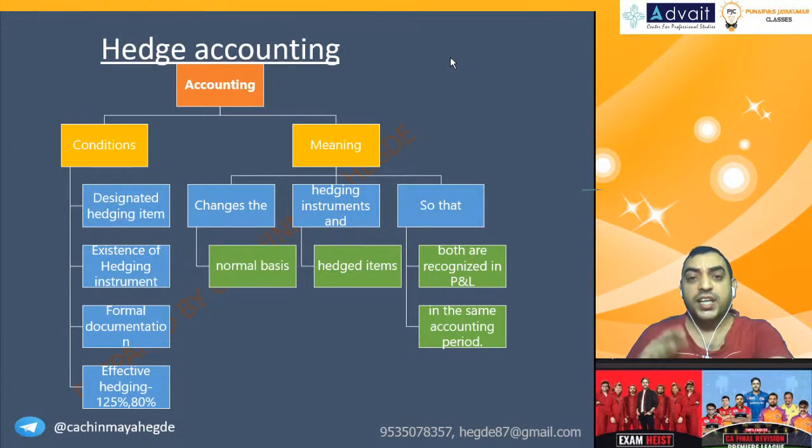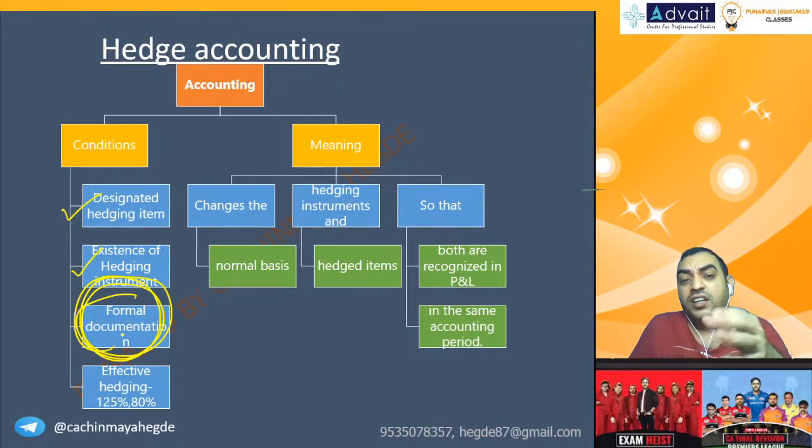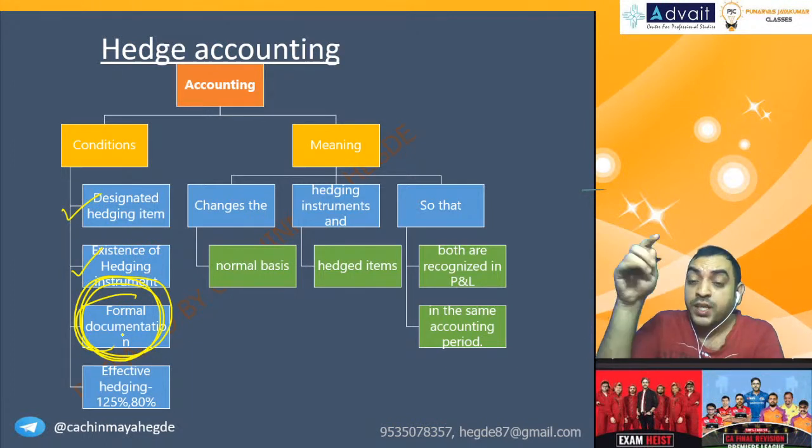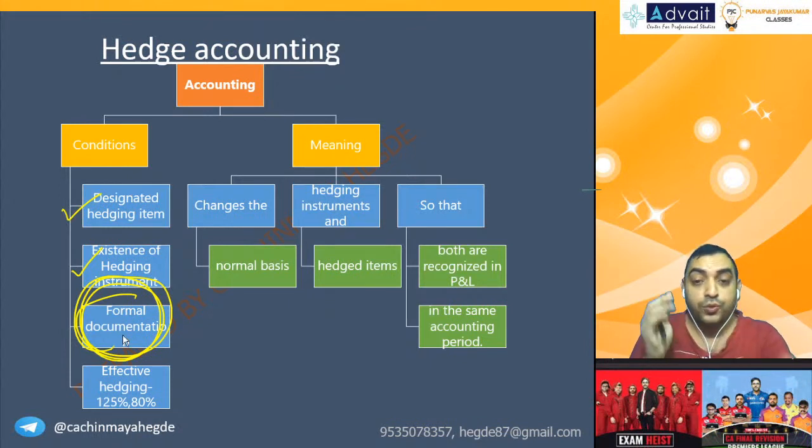Conditions for hedge accounting: is hedge accounting compulsory? The answer is no. There has to be a designated hedged item, existence of a hedging instrument, and formal documentation. You have to give it in writing that this hedging instrument is for the purpose of this hedged item. A general, open-ended document cannot satisfy. There has to be a specific thing. This forward contract is for the purpose of protecting the money received from this customer. You have to specifically mention it. You have to give it in writing. Then only hedge accounting applies.